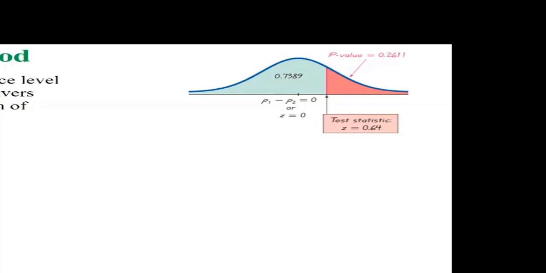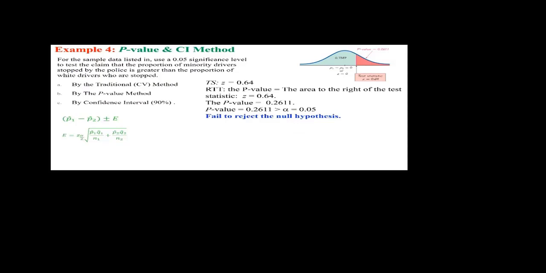Fail to reject the null hypothesis. We will get to that when we want to do the confidence interval in a moment. But for now, the test statistic results in a p-value of 0.2611, larger than alpha. Do not reject the null hypothesis. Again, some authors and some texts don't want you to write fail to reject, but it is actually more proper wording. I want you to know that. Fail to reject is much better.